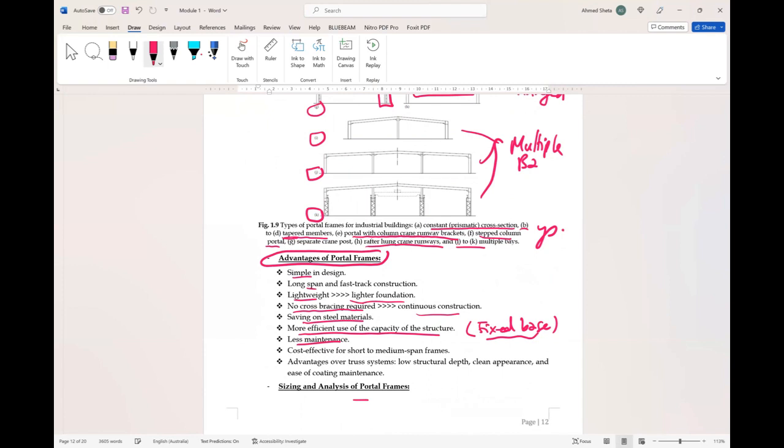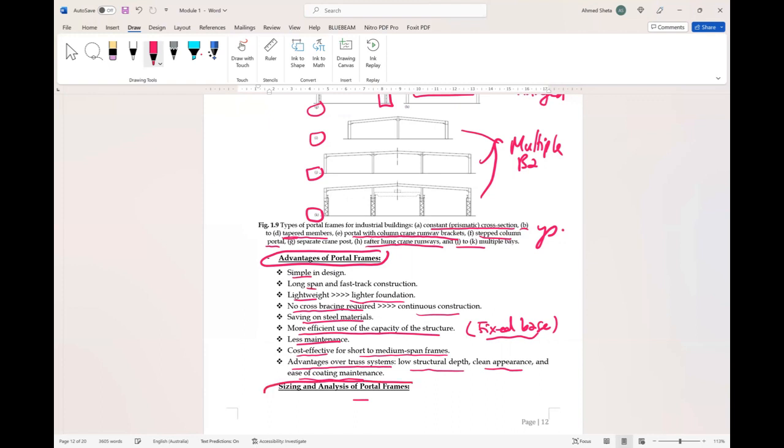Less maintenance, cost effective for short to medium span frames. Advantages over truss system: low structure depth, clean appearance, and ease of coating and maintenance.